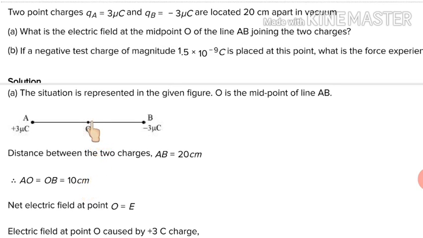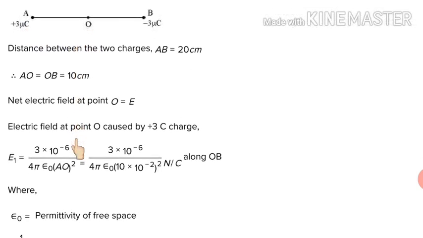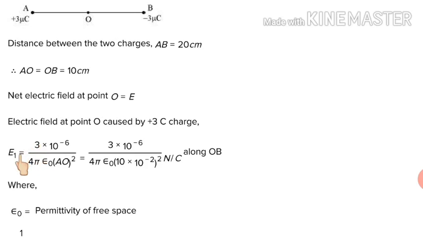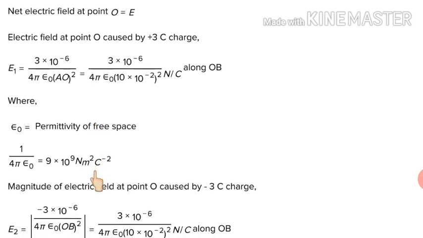Let us suppose that the net electric field at point O is E. Before that, we will calculate the electric field at this point because of this charge, and let us suppose that the electric field is E1. We know the formula of electric field intensity, it is 1 upon 4 pi epsilon naught, Q upon R square. So if we are calculating E1 at point O, as it is due to this charge, it will be 3 into 10 to the power minus 6 upon 4 pi epsilon naught AO square. What is AO? It is 10 centimeter. When you convert into meter, it will be 10 to the power minus 2 squared. And again we know the value of 1 upon 4 pi epsilon naught, it is 9 into 10 to the power 9.